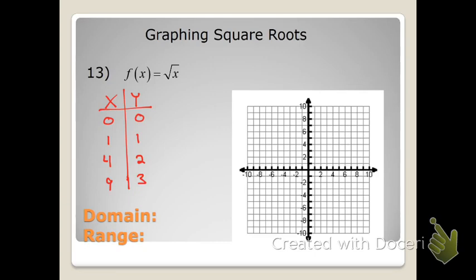All right, let's graph it. Let's look at it. So we're going to plot the point (0, 0), (1, 1), (4, 2), (9, 3). We're going to draw our square root function.